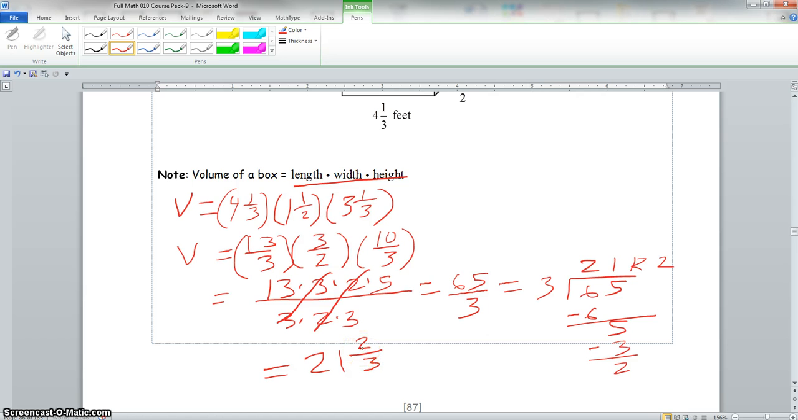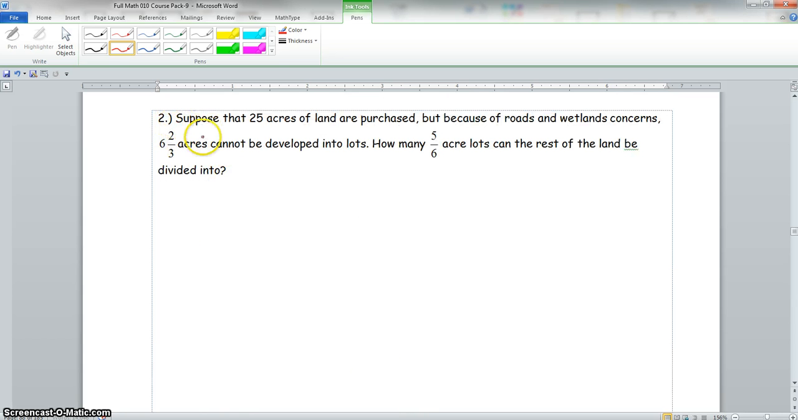Now remember, since we're dealing with volume, we have to put down our units as cubic units. So this feet will become feet cubed. So this is our final answer, 21 2/3 feet cubed. And that is it. Now we go here to problem number 2.